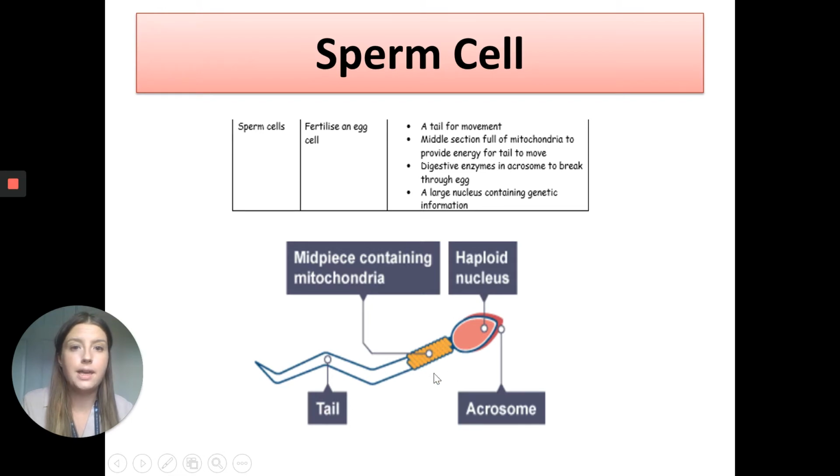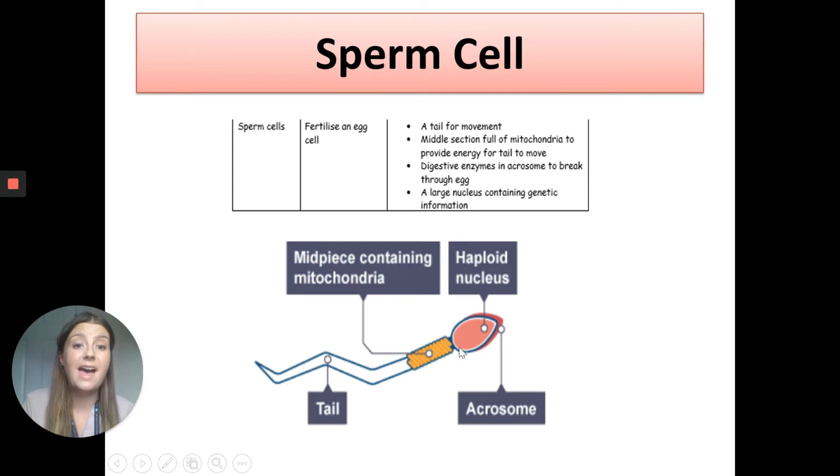Now, this part here, this middle section, is absolutely filled with mitochondria. You might remember that we've said before that mitochondria play a really important role in respiration. So having that mitochondria there means that ultimately we get more respiration happening and therefore a larger release of energy, and that can help the tail to move and propel that sperm towards the egg.